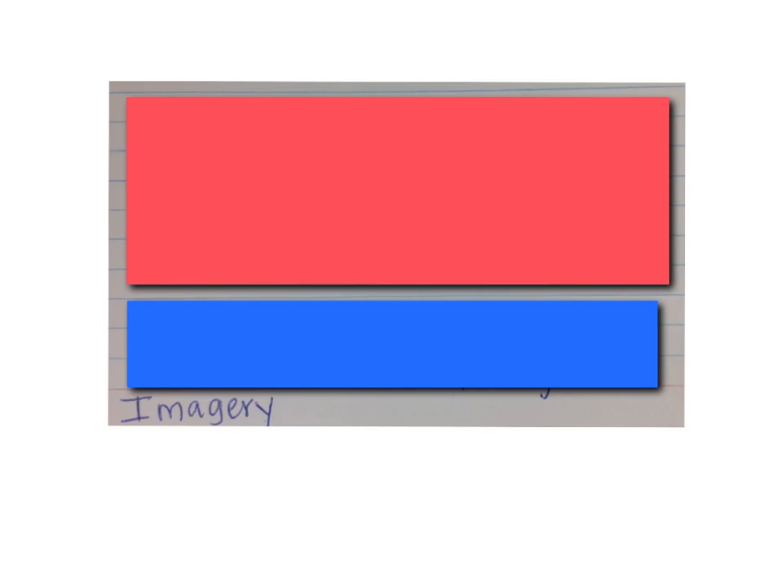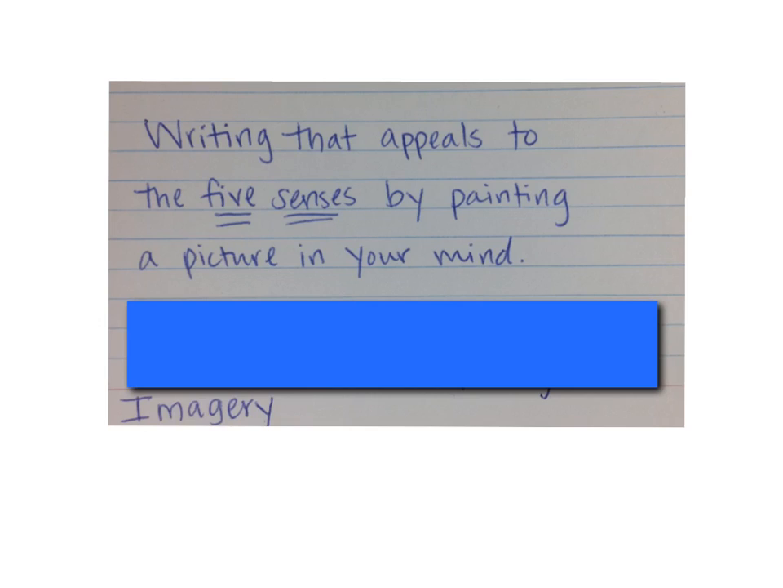All right, the definition of imagery is writing that appeals to your five senses by painting a picture in your mind. So go ahead and write the definition at the top of your card. You can skip lines like I did on my card, or you can write them all consecutively. But make sure you write the definition exactly as it is on the card. It's writing that appeals to the five senses by painting a picture in your mind. And we'll do some examples in just a second. If you need to pause the video now to write the definition, you may do so.